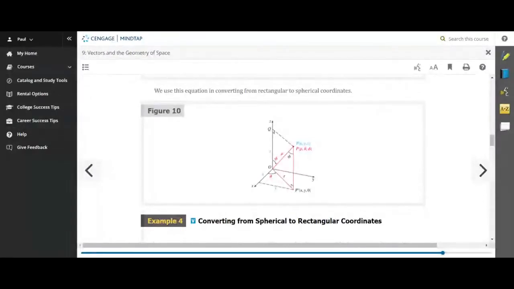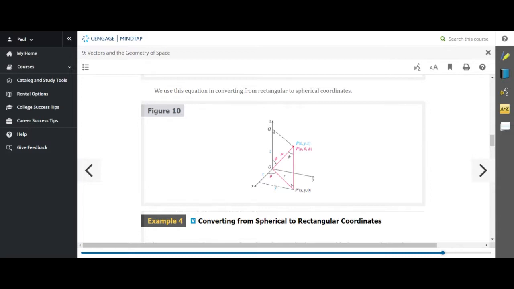There is a vertical triangle, a right triangle, that has that radius r in it, and it has an angle phi. Notice the angle phi in the triangle at the top. It's that way because the phi measured from the positive z-axis is equivalent to the phi in the vertical triangle because of alternate interior angles.